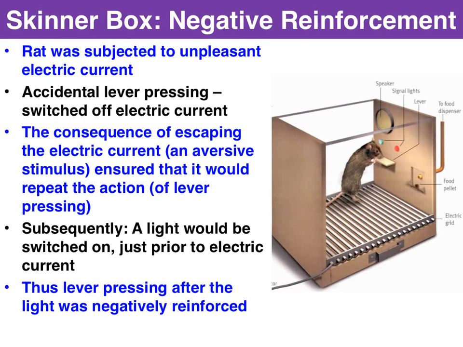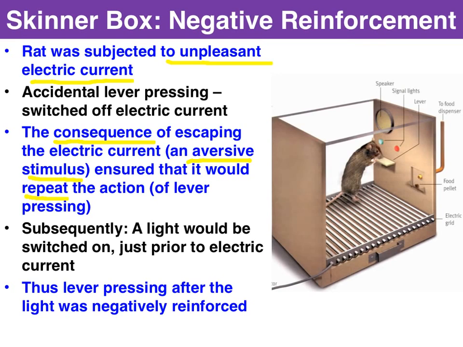And as stated earlier, the Skinner box was also used for negative reinforcement. So the rat was subjected to an aversive stimulus, an unpleasant electric current, and again, the random act of lever pressing switched off the electric current. So the consequence of escaping the electric current, the aversive stimulus, ensured that the behaviour would be repeated, i.e. lever pressing.